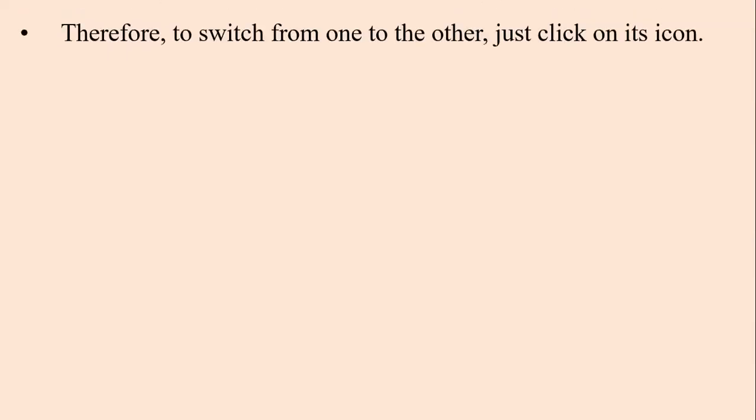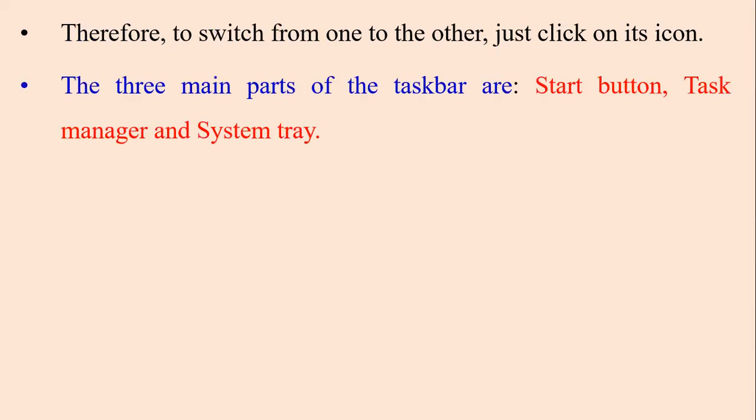Therefore, if you want to switch from one program that is running to another, you just need to click on its icon from the task manager and the taskbar. So, just as I have said, there are three main parts of the taskbar, which are the start button, the task manager, and the system tray. So let's look at the start button.